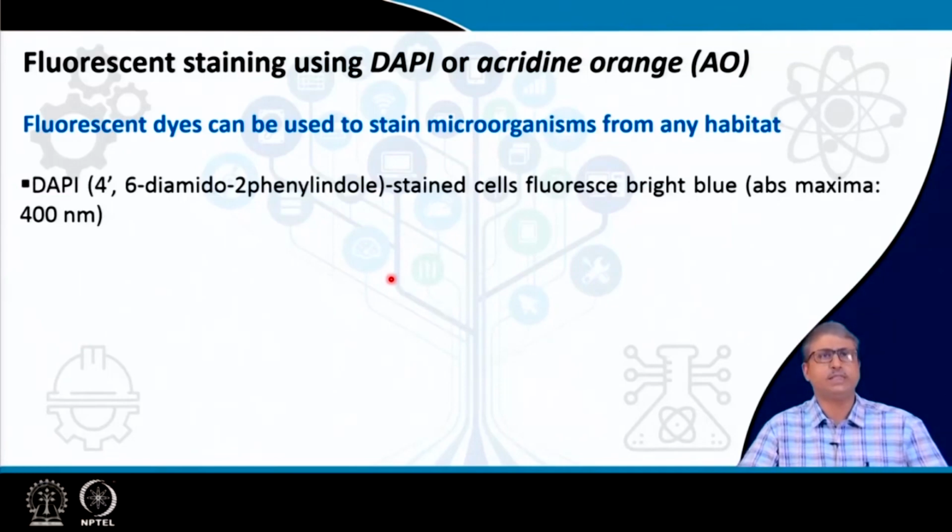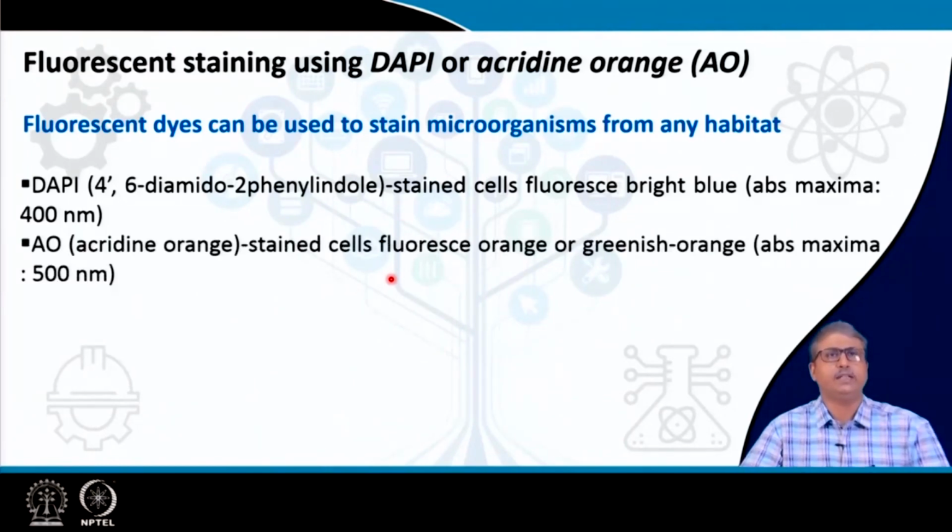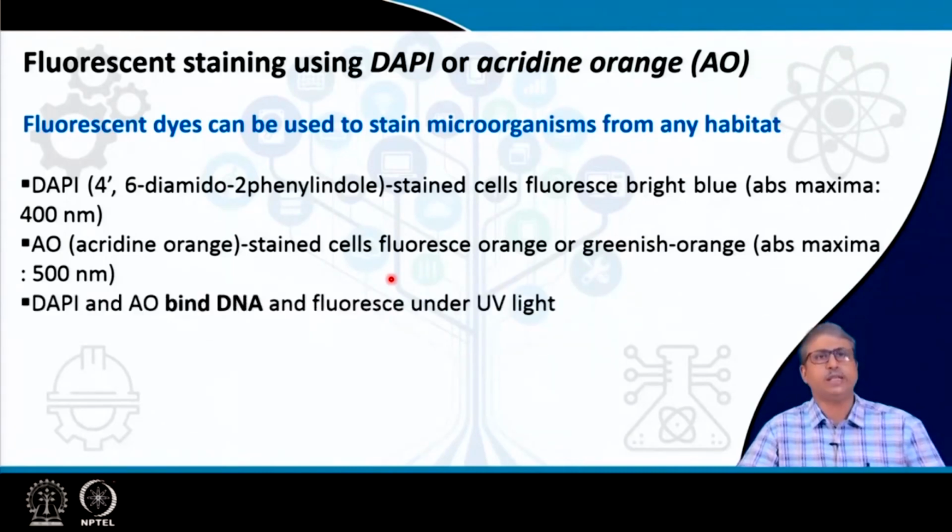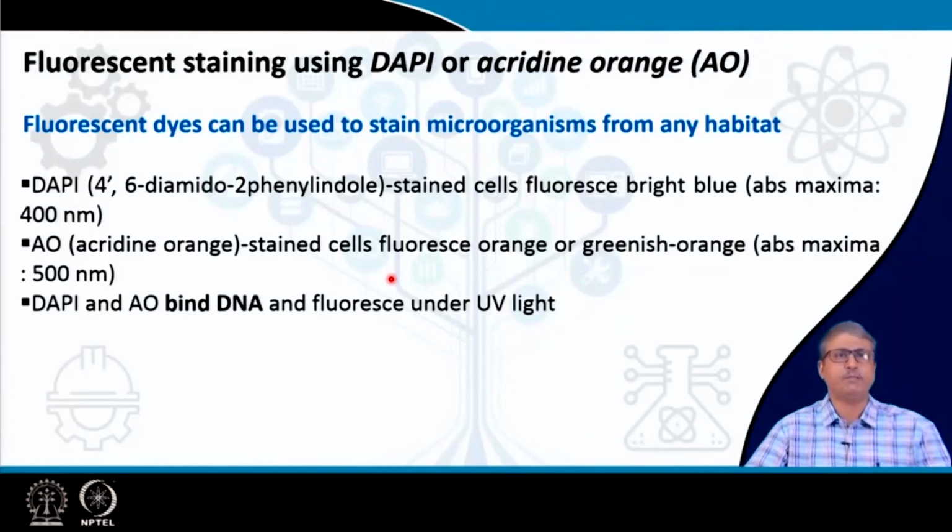So, the two dyes: one is the DAPI, that is the 4,6-diamidino-2-phenylindole. Stained cells fluoresce bright blue, with absorbance maxima at 400 nanometer. The other is the acridine orange, which stains the cells with fluorescent orange or greenish orange color. Maximum absorbance is at 500 nanometer. So, these two stains, DAPI and acridine orange, are very popular, and they bind DNA and fluoresce under UV light.